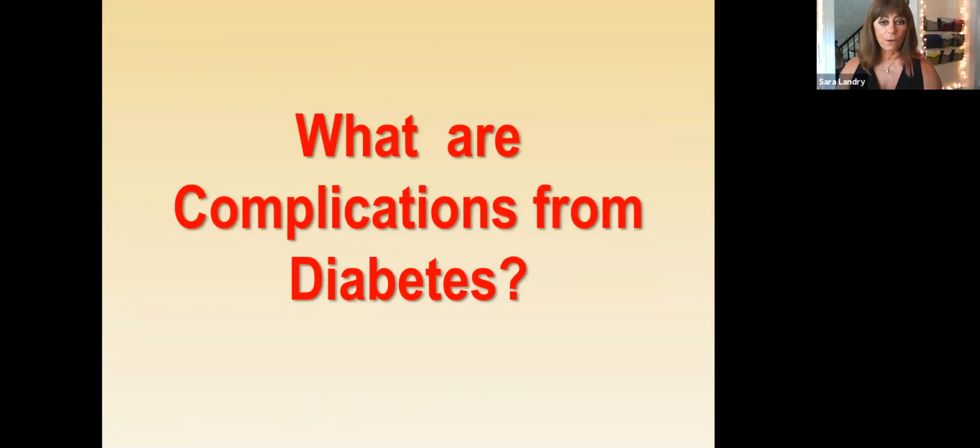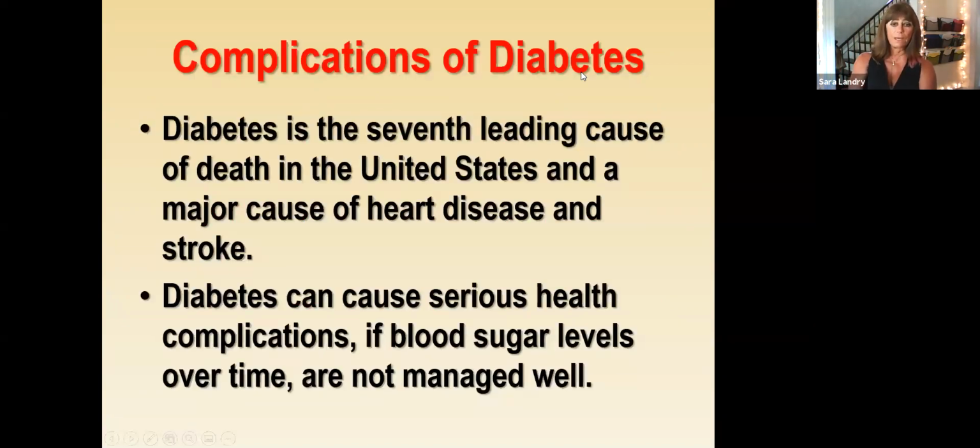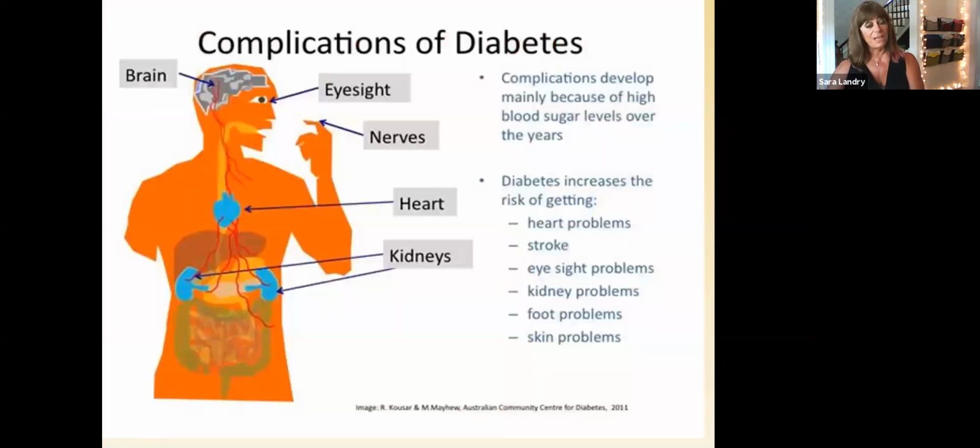Let's talk a little bit about complications from diabetes, because typically a person doesn't die from type 2 diabetes, they die from complications of type 2 diabetes. Diabetes is the 7th leading cause of death in the United States and a major cause of heart disease and stroke. Diabetes can cause serious health complications if blood sugar levels are not managed well over time. What kind of complications are caused by diabetes?